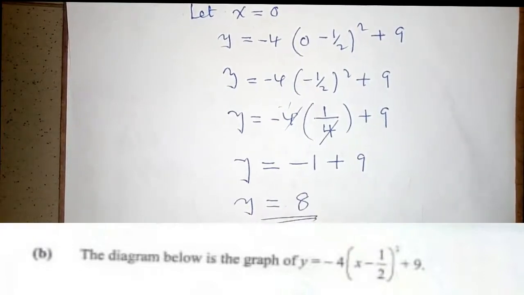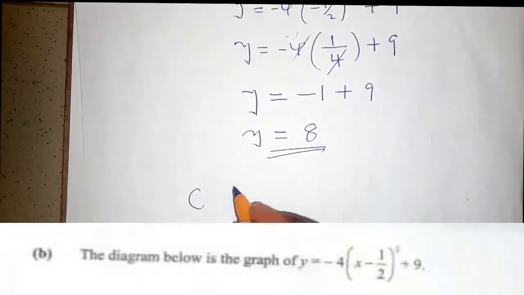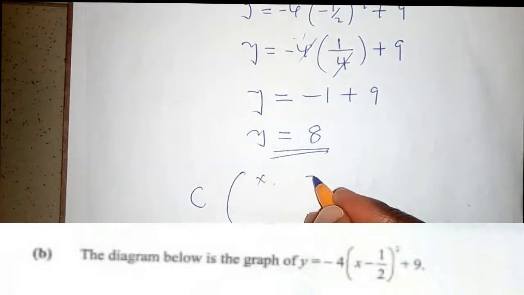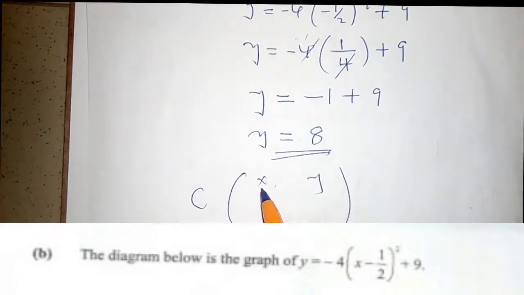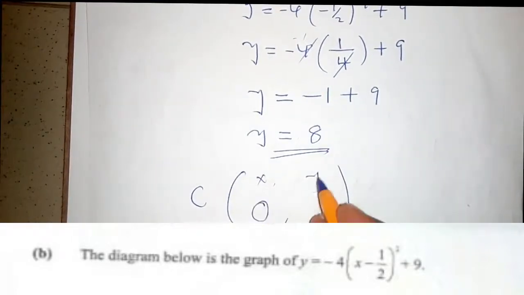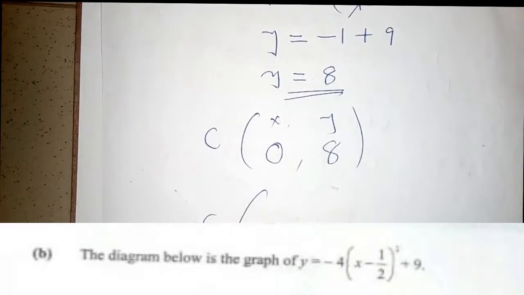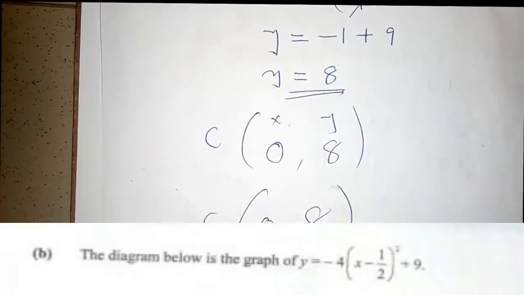So the value of y is 8. So for us to find the C coordinate, we know that this is (x, y). So the value of x should be 0, and the value of y is equal to 8. So the C coordinate will be (0, 8). So this is our answer.